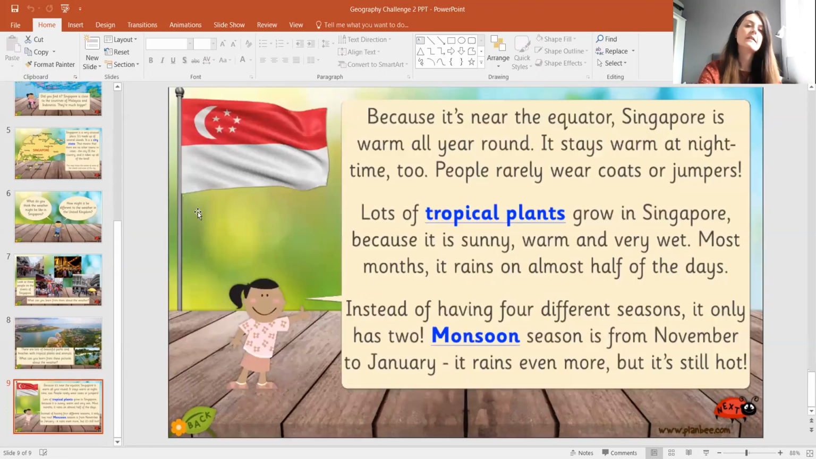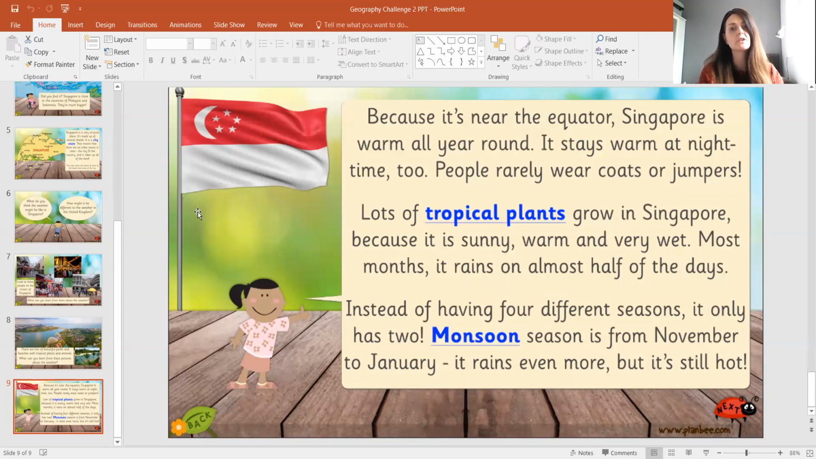So because Singapore is near the equator, it stays warm all year round. So even in winter, it's still warm there. People rarely need to wear a coat or a jumper if you're going to Singapore, even in winter, okay? And it's warm at night time, in the daytime, all day for the whole year. The reason that lots of tropical plants grow there is because it is sunny, warm, and very wet.